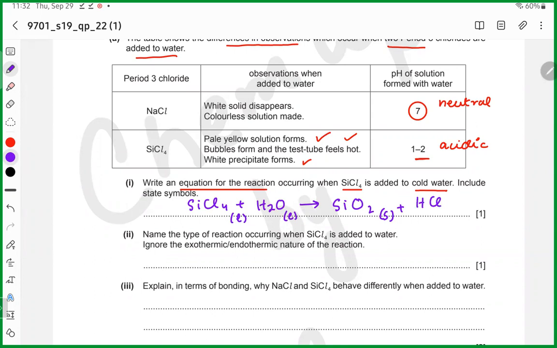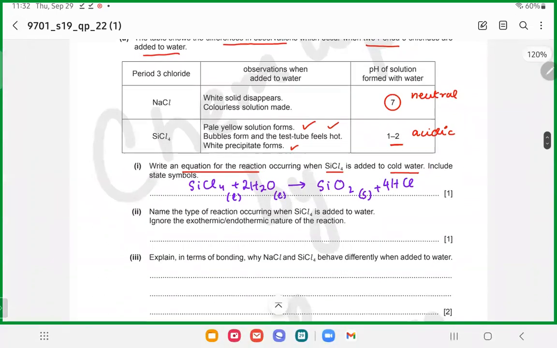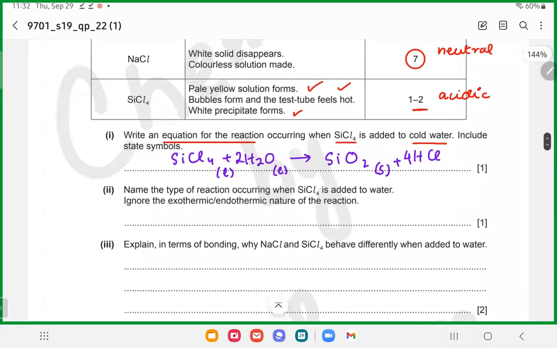HCl will form. And how many moles of HCl will form? 4, because there are 4 chlorines. And to balance the oxygen, we will put 2 as the coefficient of water. Is this clear? Yes. Okay.